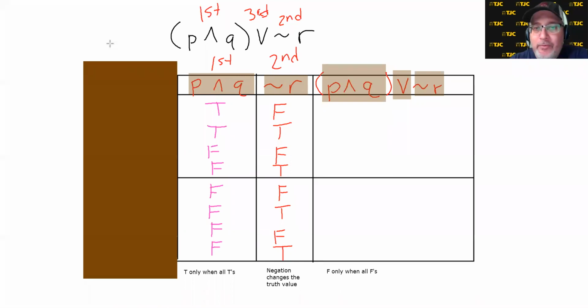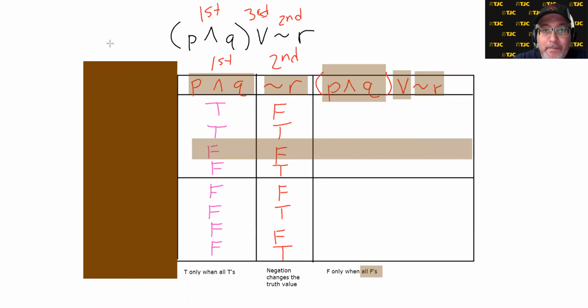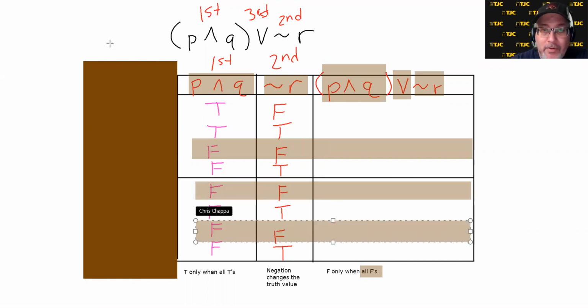And now we just have to find the rows that this rule applies. In which rows do we have all F's? See if you can find them. There's 3 of them. Row 3, row 5, and row 7 all follow the rule, all F's. So those 3 rows are the only rows where our final column will be false. Since the rest of the rows don't follow that rule, the rest of the rows are not false, which makes them all true.